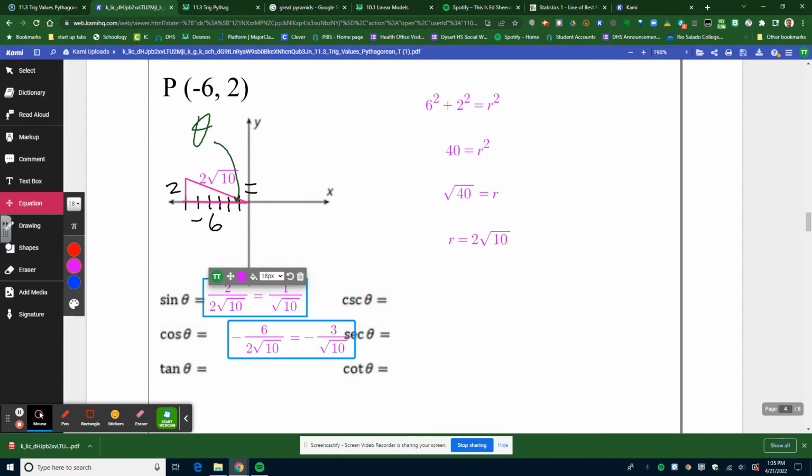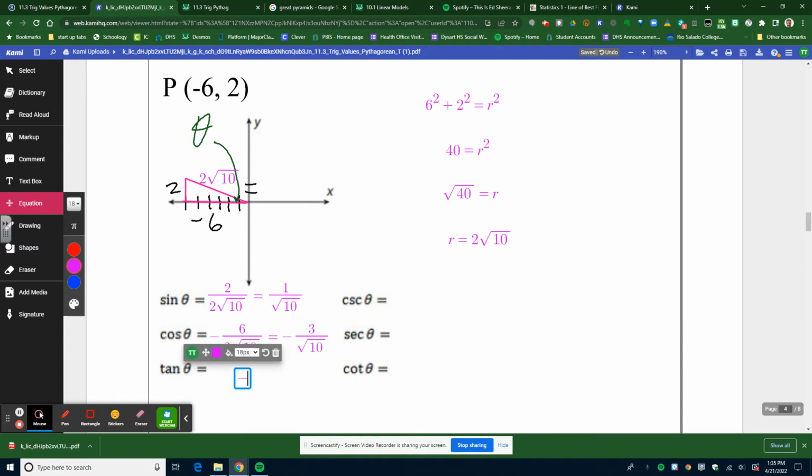Okay, let's move this over here a little bit. Okay, tangent is just 2 over negative 6, but of course we're not going to leave it that way either. Negative 1/3. So negative 2/6 is the same as negative 1/3. So take a moment and flip those to get your cotangent, secant, and cosecant.